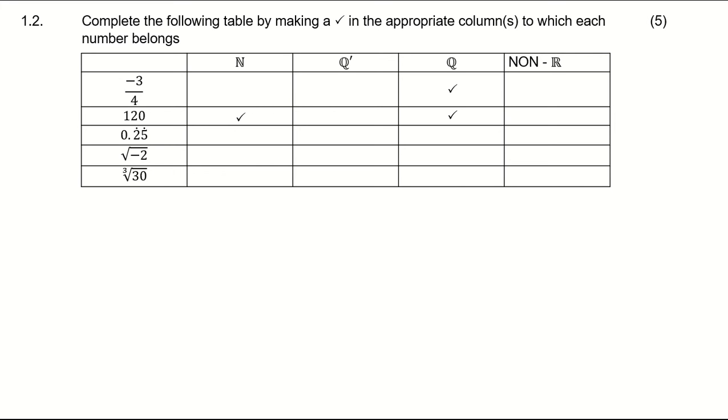Okay. What about 0.252525252525? It's a recurring decimal, and a recurring decimal falls under rational numbers. What about the square root of -2? When you put this into a calculator, it'll give you an error.